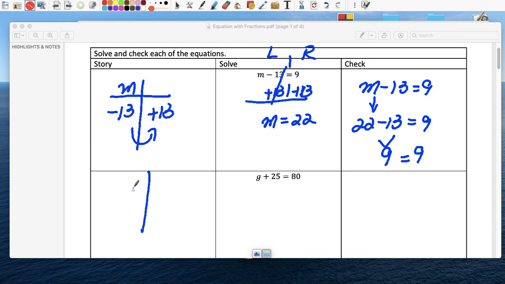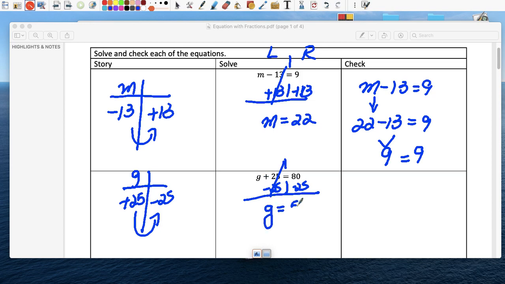Next one, my variable is g. I'm adding 25. So the inverse operation I'm going to do is minus 25. So minus 25 here, minus 25 here. 25 minus 25 is just 0, which leaves me with g. That should give me 55. Let's check.